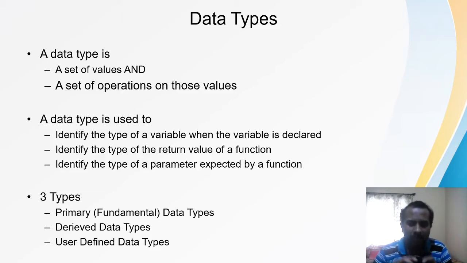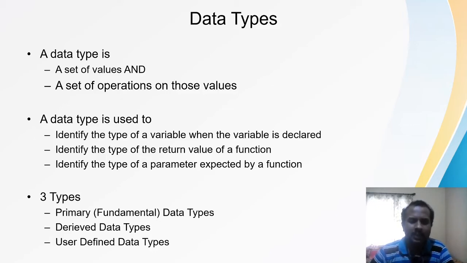When any functions are present, the function will also have the type. That is, the function is going to return some value to the calling function. So we are able to identify what is the value that is returned back. And it is also going to identify the parameters expected from the function. In certain cases, the function will contain one or more parameters, so we can identify the parameters type also.